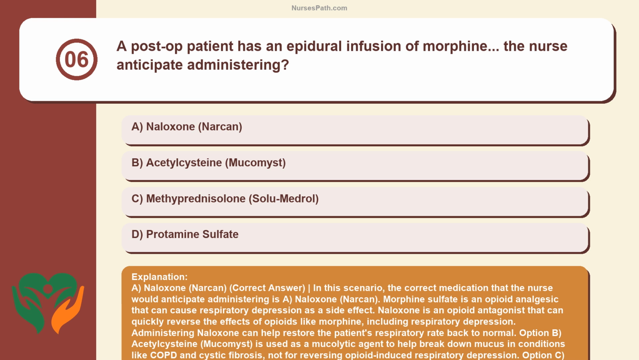indicated for opioid overdose. In an educational context, it is crucial for nurses to be able to identify signs of opioid overdose, such as respiratory depression, and know the appropriate interventions such as administering naloxone. Understanding pharmacological interventions for common postoperative complications is essential for providing safe and effective patient care in pediatric nursing.